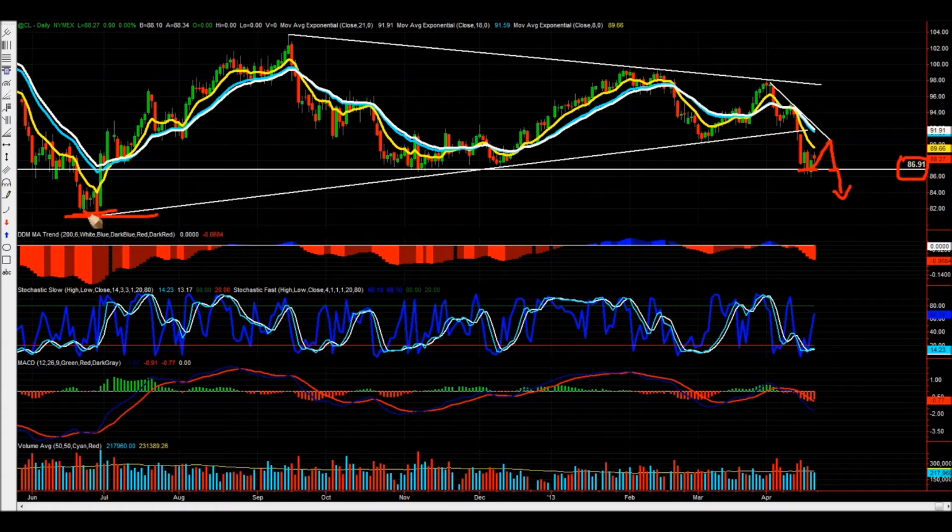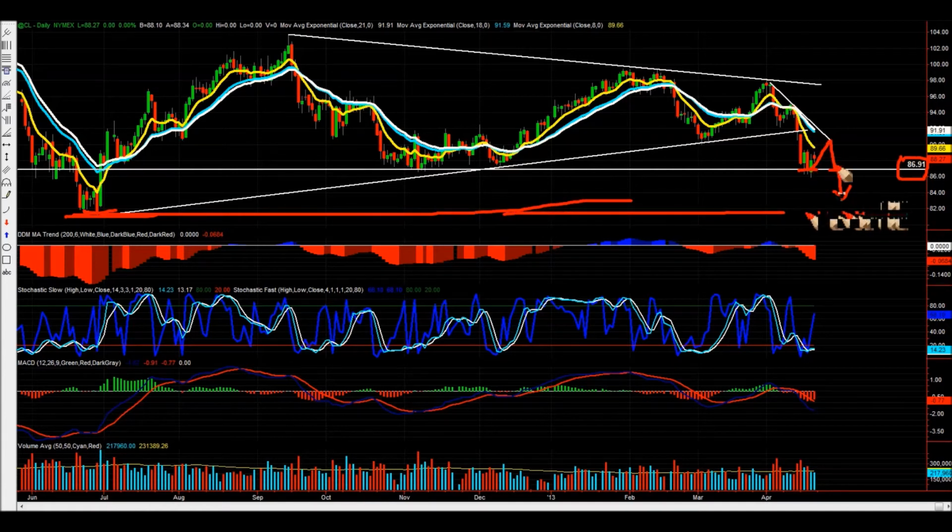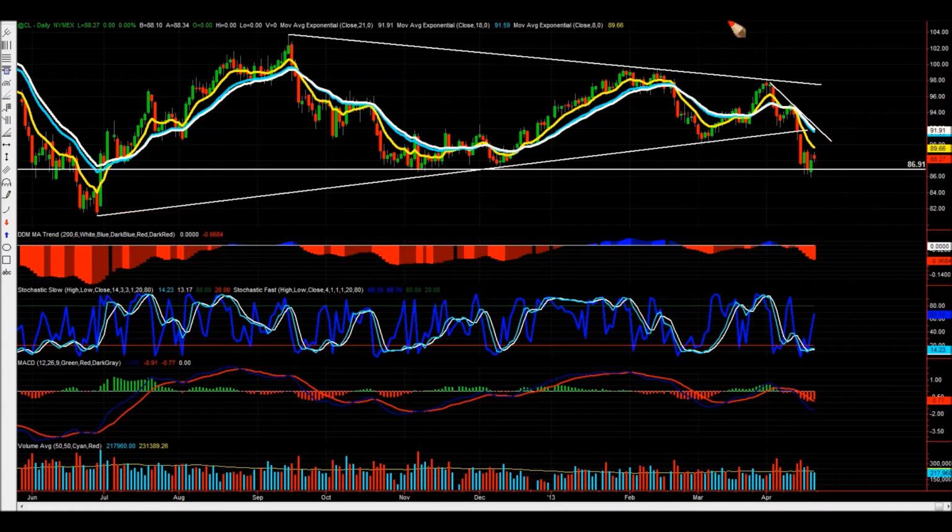I think you'd have to look at this level down here as the support if you were to take this short, if we break through there. So, I mean, there's a number of decision points here. It's not really that clear. And I'd be inclined to just kind of pass on crude oil at this point in time.